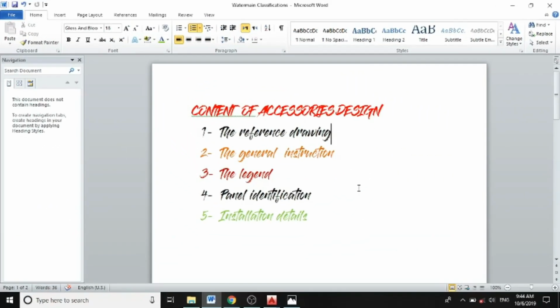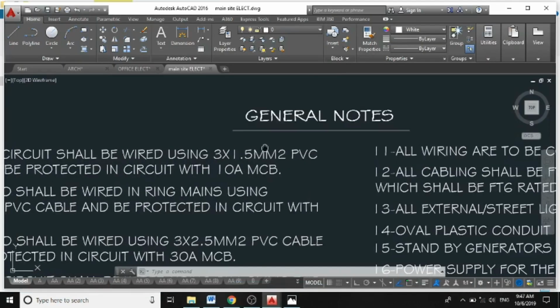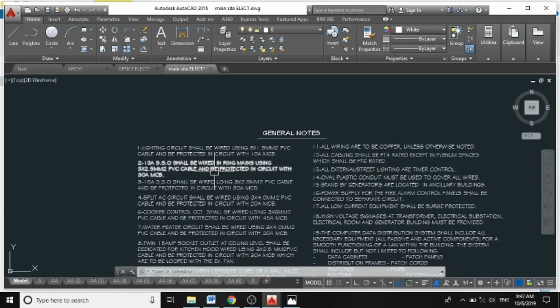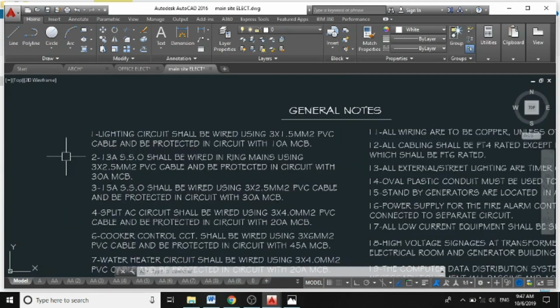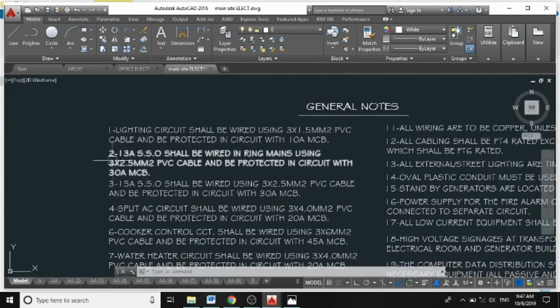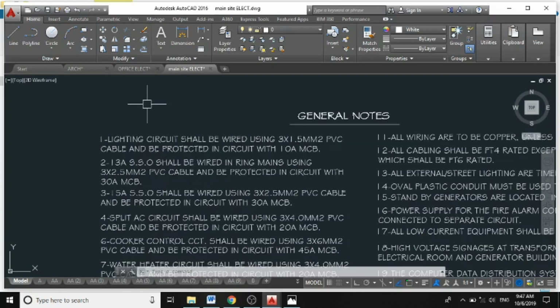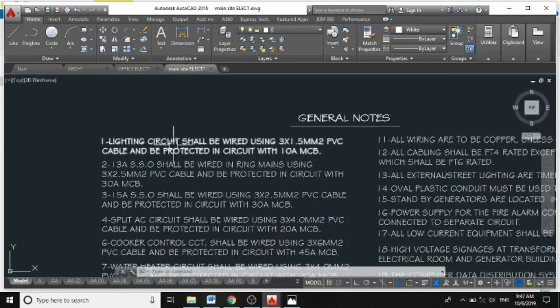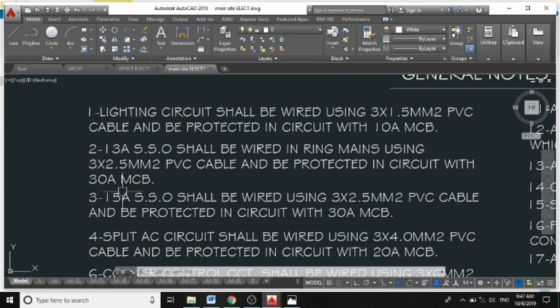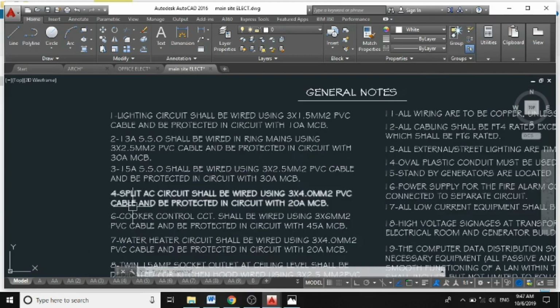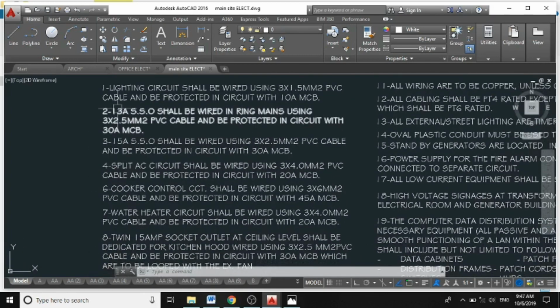The second content of accessories design is the general instruction. The general instruction is a page on every electrical design that will explain how electrical technicians must comply with your design. So for this project, here are my general instructions.